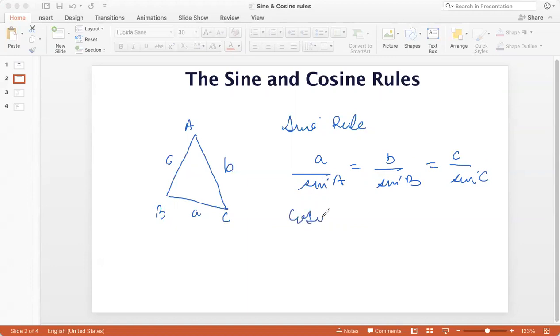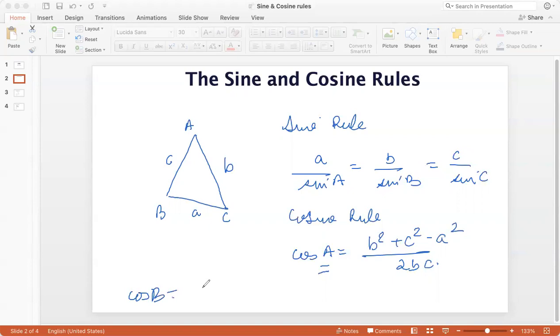And the cosine rule states that cos of A is b squared plus c squared minus a squared over 2bc. So when I say the cos of A, I take the squares of b and c, add them, subtract a squared from that, and divide it by 2bc. Cos of B is a squared plus c squared minus b squared over 2ac. And cos of C is a squared plus b squared minus c squared over 2ab.